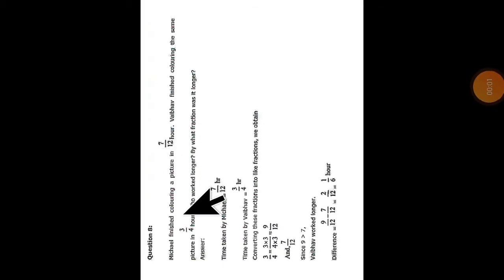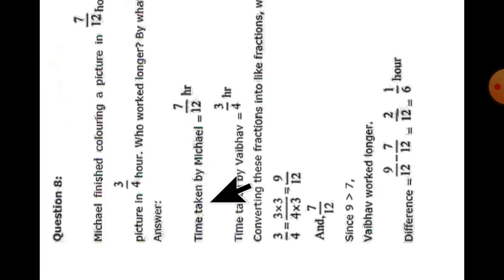Question number 8. Michael finished coloring a picture in 7 upon 12 hour. Vaibhav finished coloring the same picture in 3 upon 4 hour. Who worked longer? By what fraction was it longer? So time taken by Michael is 7 upon 12 hour. Time taken by Vaibhav is 3 upon 4 hour. Now to compare the two fractions, first we have to convert them into like fractions. Converting this fraction into like fraction we obtain.